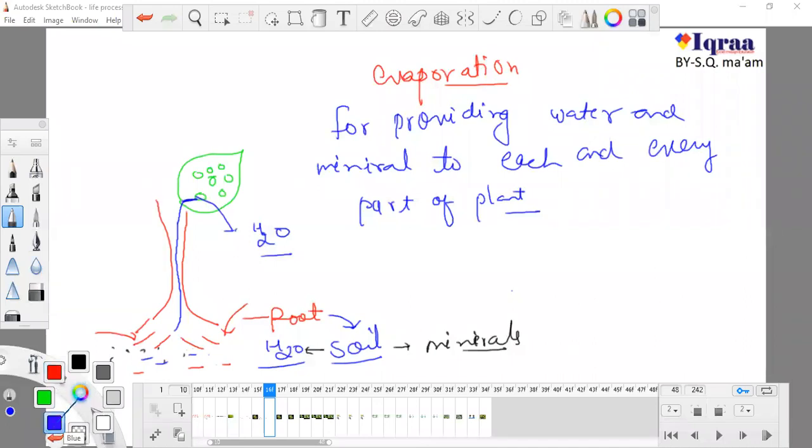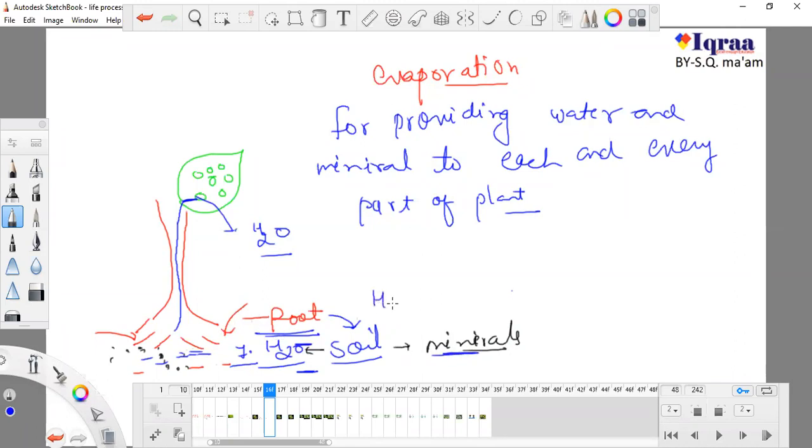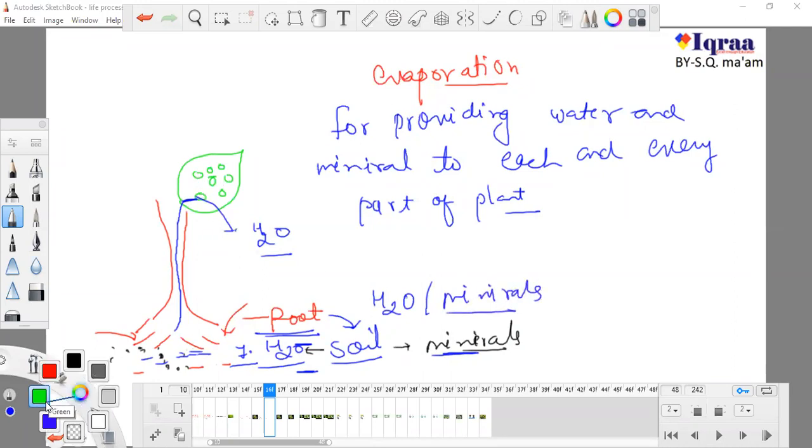We know that in the soil two things are present: water and minerals. So the soil carries two things, water and minerals. The root absorbs water, and the root also absorbs minerals. Now the whole plant body needs water and minerals. So this is the leaves and branches and everything.